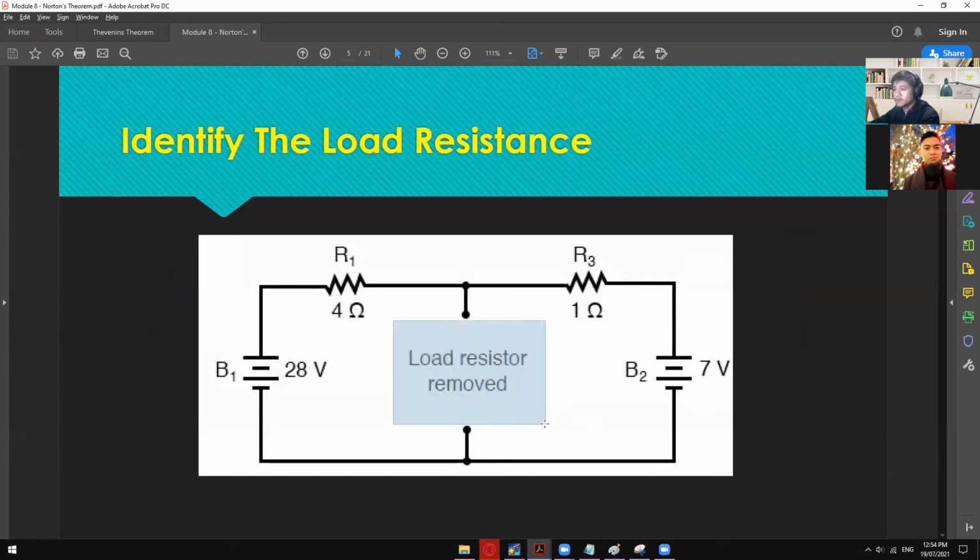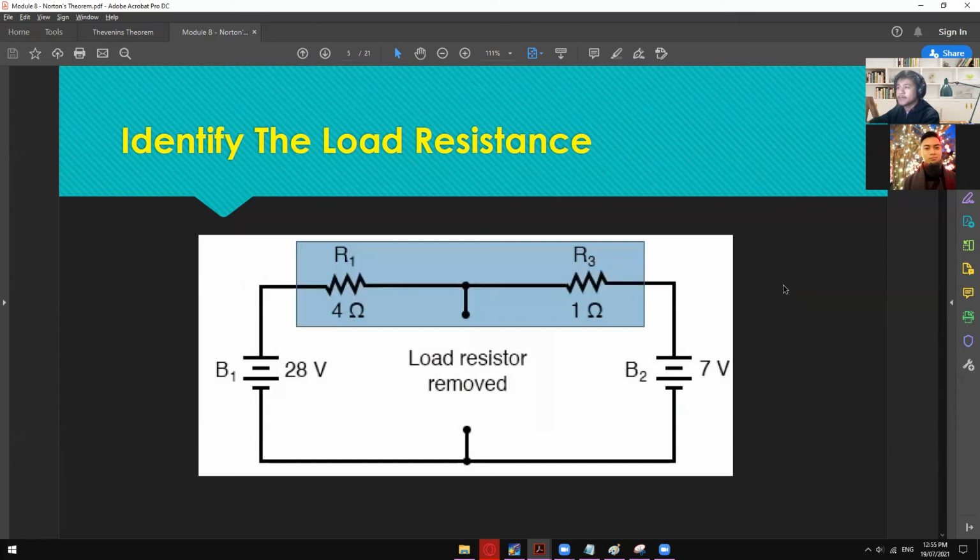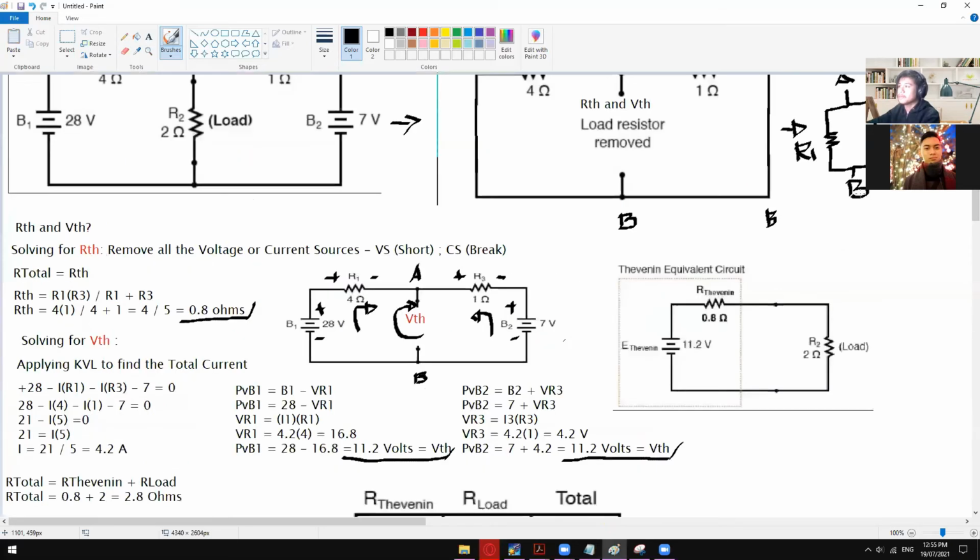You have to remove the load resistor, and then after that you can remove your voltage sources. If it's a voltage source, just simply short it, and then you can now find the total resistance, RN, Norton's resistance. So the same concept, apply this one.